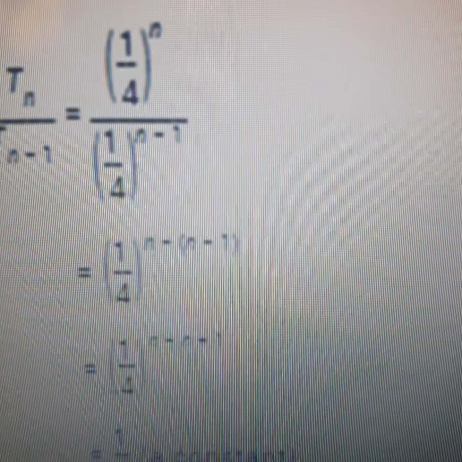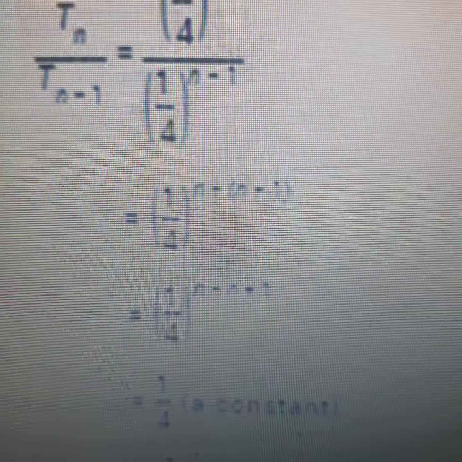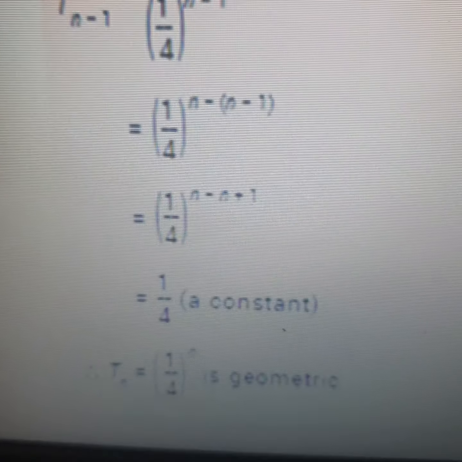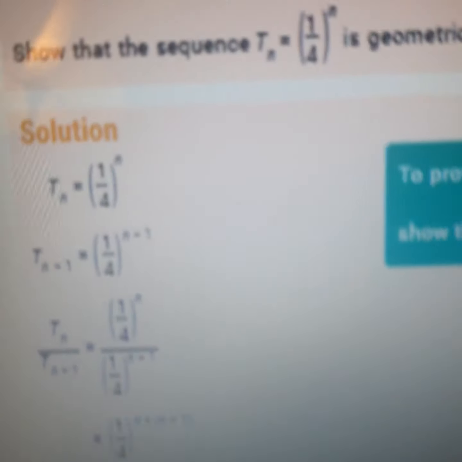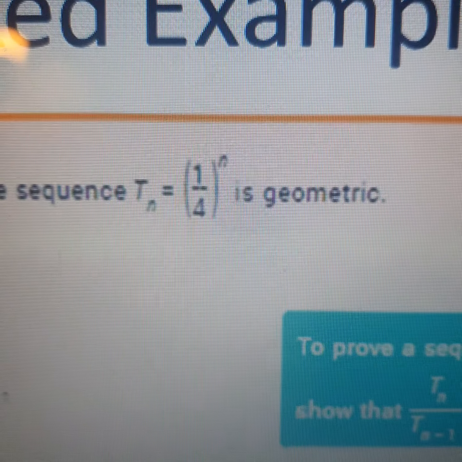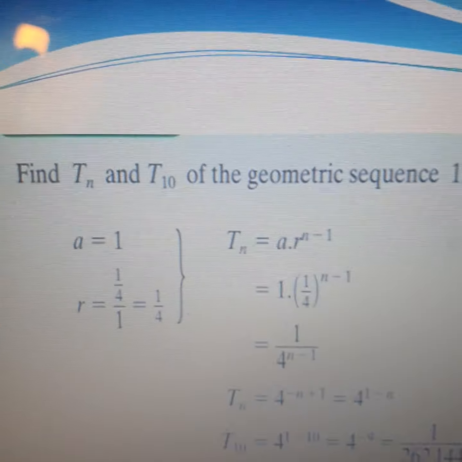So you're minusing everything inside the brackets, which becomes 1/4 to the power of n minus n plus 1. So that becomes 1/4. And because that's constant, that satisfies that the sequence is geometric. So we have 1/4 is the constant, so therefore we can state that our original question, is Tn equal to 1/4 all in brackets power of n geometric? Yes, it is.